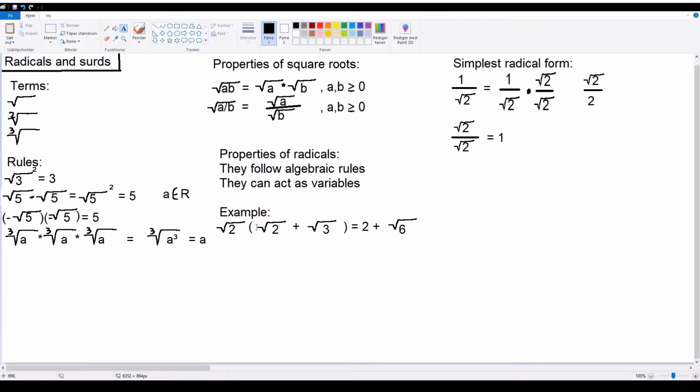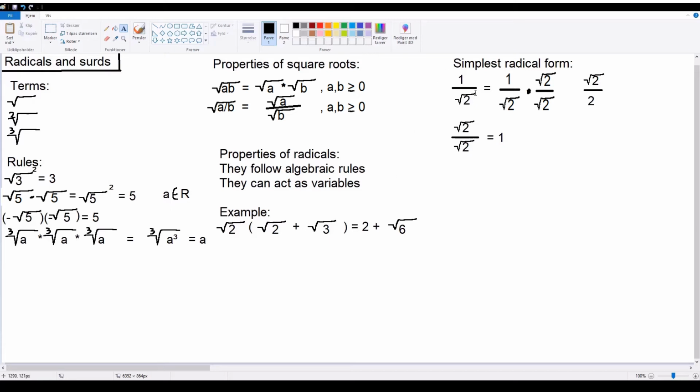Square root of 2 times the square root of 2 equals 2, and the square root of 2 times the square root of 3 equals the square root of 6, because as you see up here, if you take two square roots and multiply them by each other, you simply put them under the same radical and then multiply them.